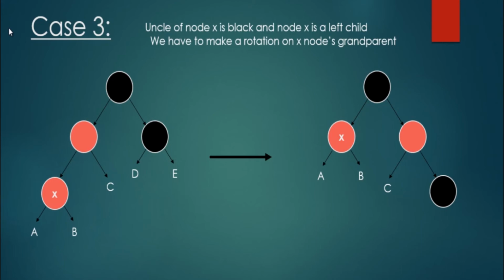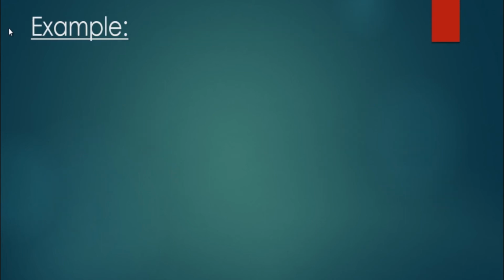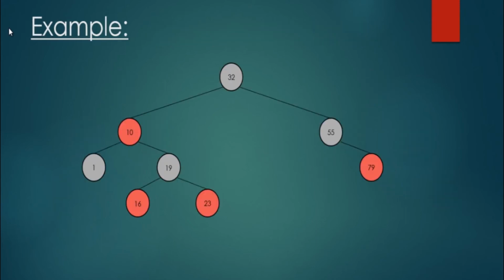Then we have to apply one of these cases. Recoloring, so these are the subproblems, case 1, case 2, case 3. With the help of these operations, we are able to make a red-black tree valid again. So let me show you an example.